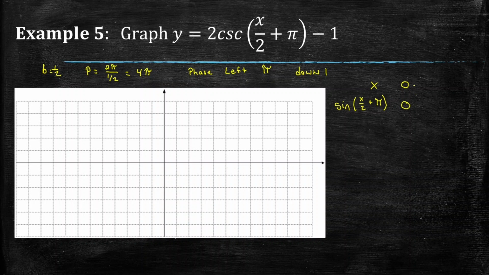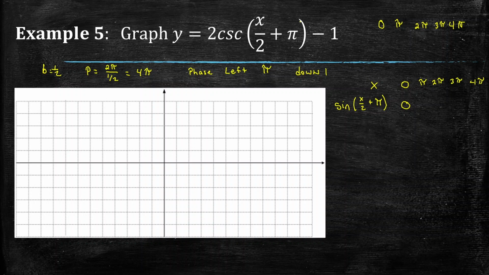Now normally my next point would be pi over 2, but again, since I'm stretched by 2, remember I got 4 pi, so I'm going to divide that 4 pi. So I'm going to have 0, 4 pi. My halfway point between those would be 2 pi, and then halfway between that is pi and 3 pi. So those are the points that I'm going to use here. So this is going to be pi, 2 pi, 3 pi, and 4 pi. All right, that gives me a full period.